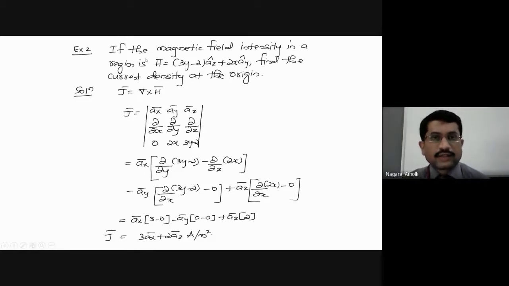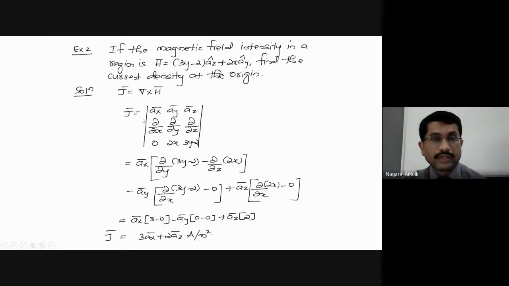What they have asked here: the magnetic field intensity in a region is given, that is h bar. Find the current density at the origin. We know that J bar is equal to del cross H bar, the curl equation. That is the point form of Ampere's circuital law or Maxwell's first equation. J bar is equal to del cross H bar.